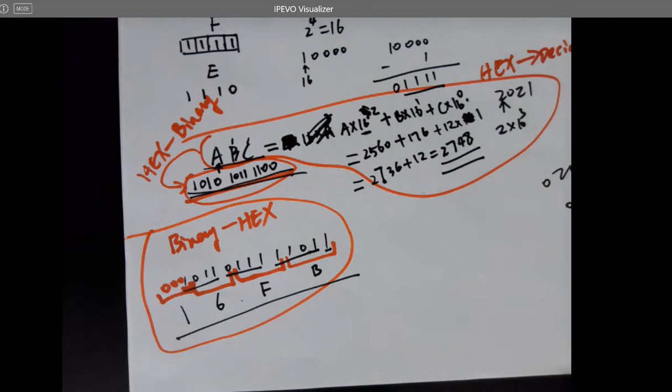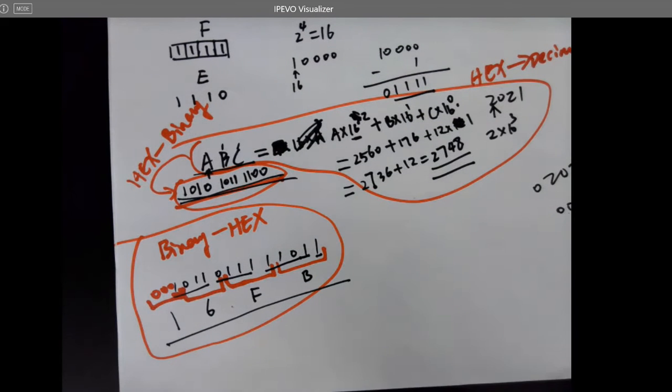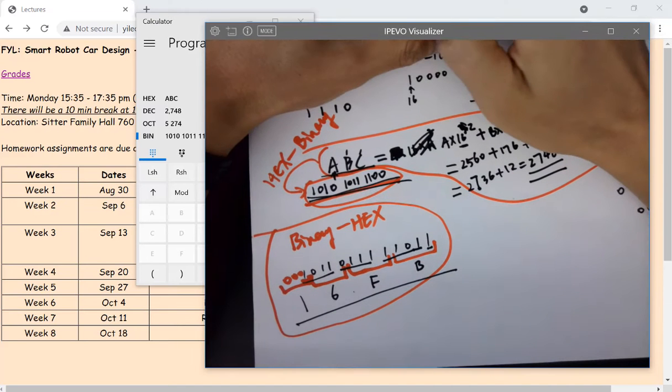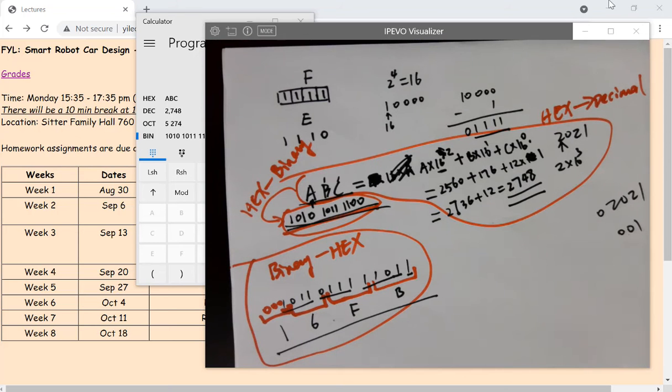All right, let's break for 5 minutes. I'm going to cover more number conversions after that. All right, ready to get started?